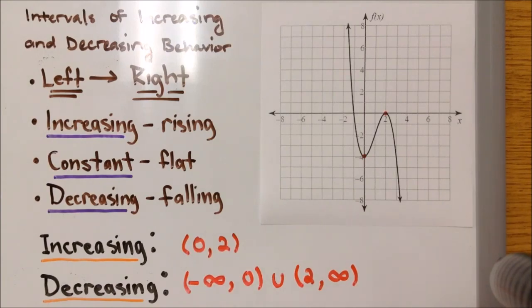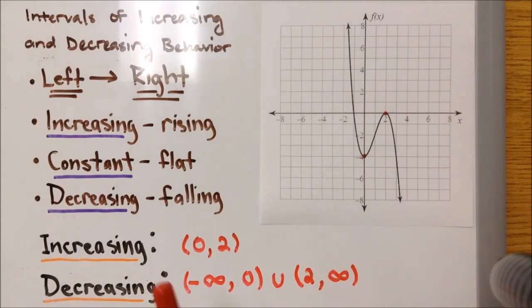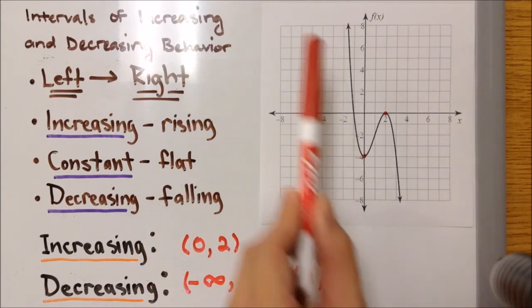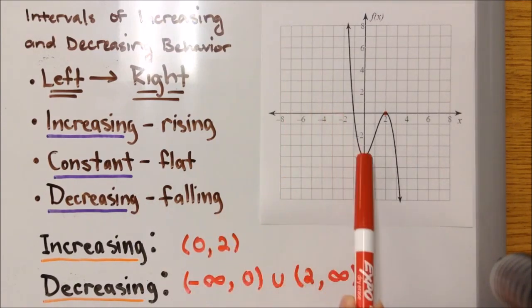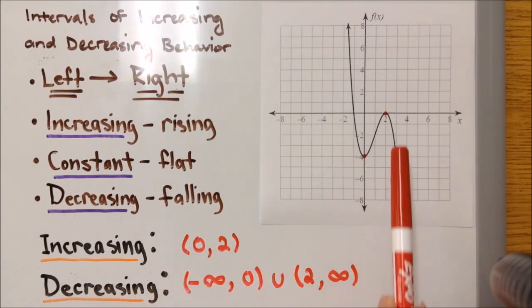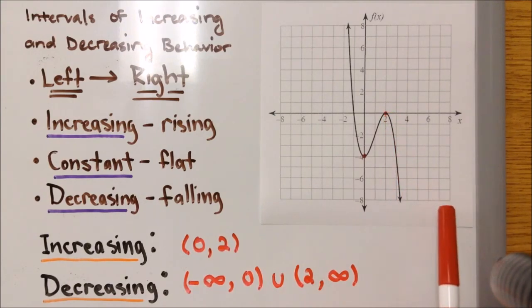So there's no more intervals, there's no more falling. So now my interval for increasing is from x equals 0 to x equals 2. For decreasing, my x value is from negative infinity all the way to x equals 0. And then my second interval for decreasing is from x equals 2 all the way to x equals infinity. So that's it for the intervals for increasing and decreasing.